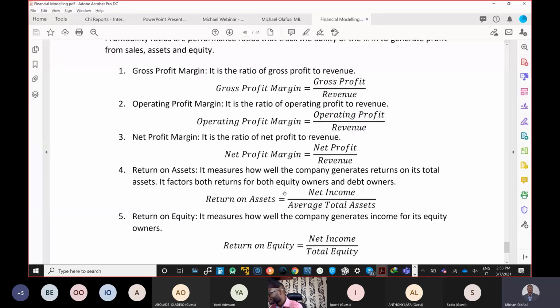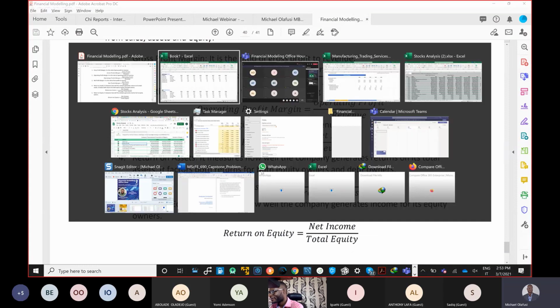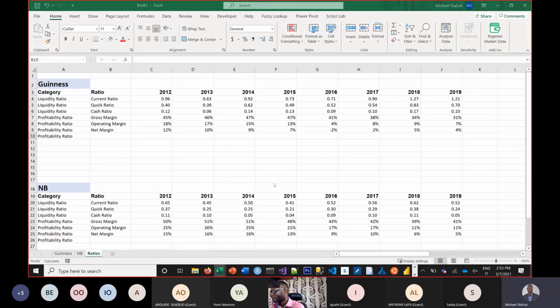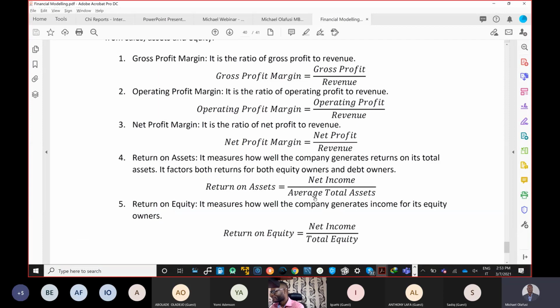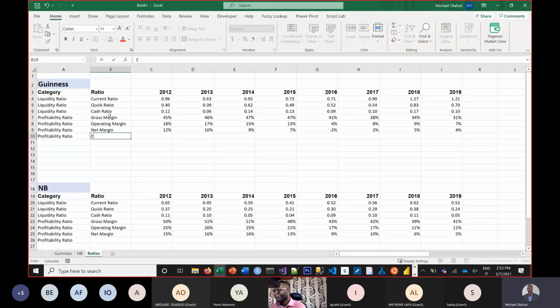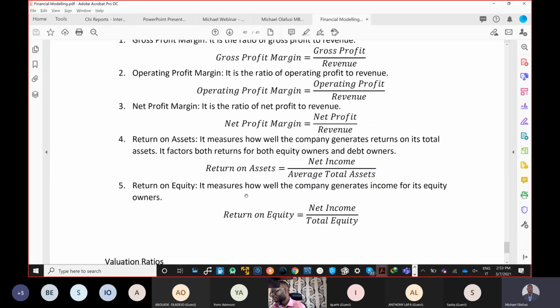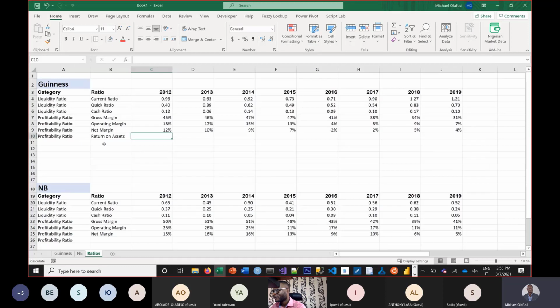Then I'm looking at my time. I want to be done with the formulas so that we can talk more about the relevance. Return on assets. So I'm going to compare return on assets for the two companies. I think this is the last of the profitability ratios, return on equity. So let me grab those two also and plug them in here.